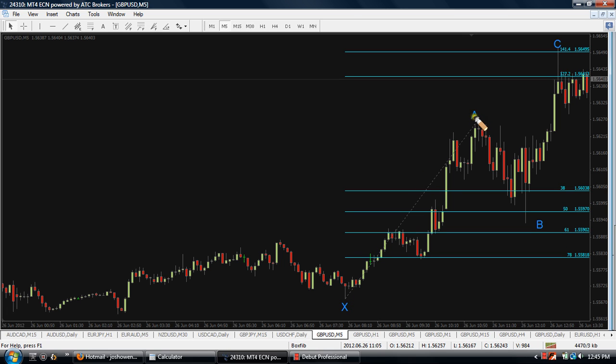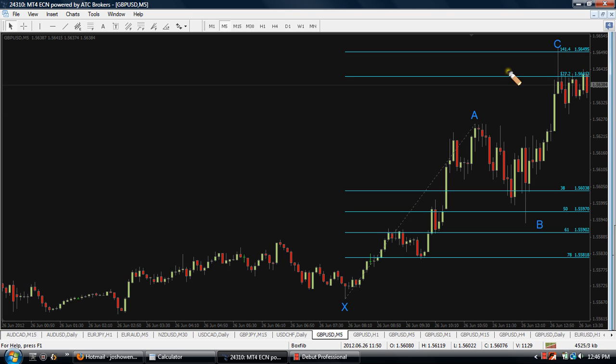The first thing we want to look for is a minimum of a 38 retrace and a maximum of a 618. Price cannot close below the 618. As you can see, it went all the way down to the 50 here, but it did not close below the 618. So now the second criteria we're looking for is a C extension. It has to touch the 127.